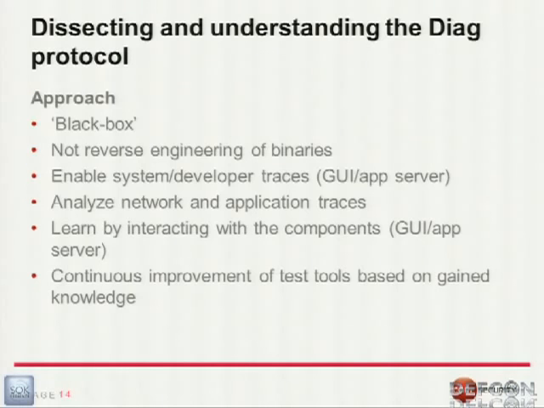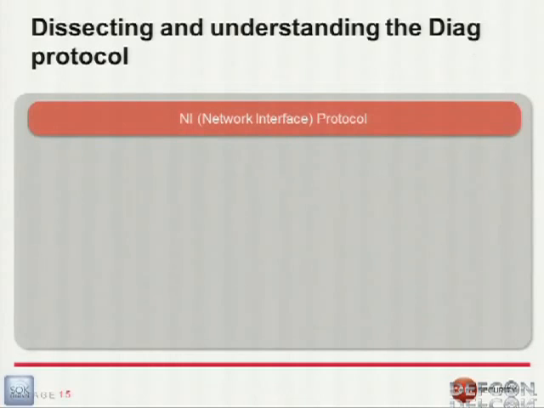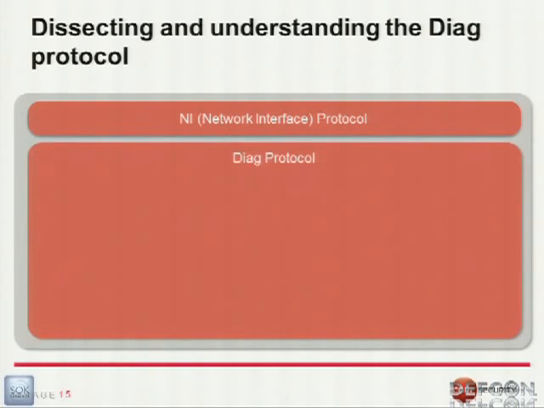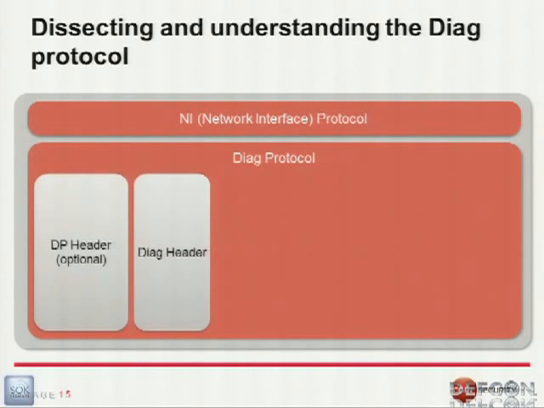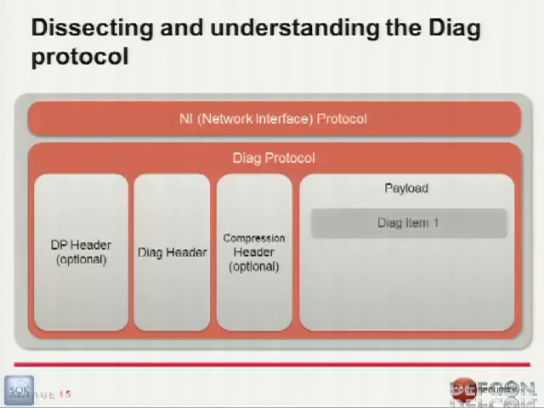about the protocol implemented in my own tools. So let's see how a regular Diag packet looks like. First is the network interface protocol, which is only a 4 bytes header that contains the length of the remaining payload. And the Diag protocol is composed of different headers and the payload itself.